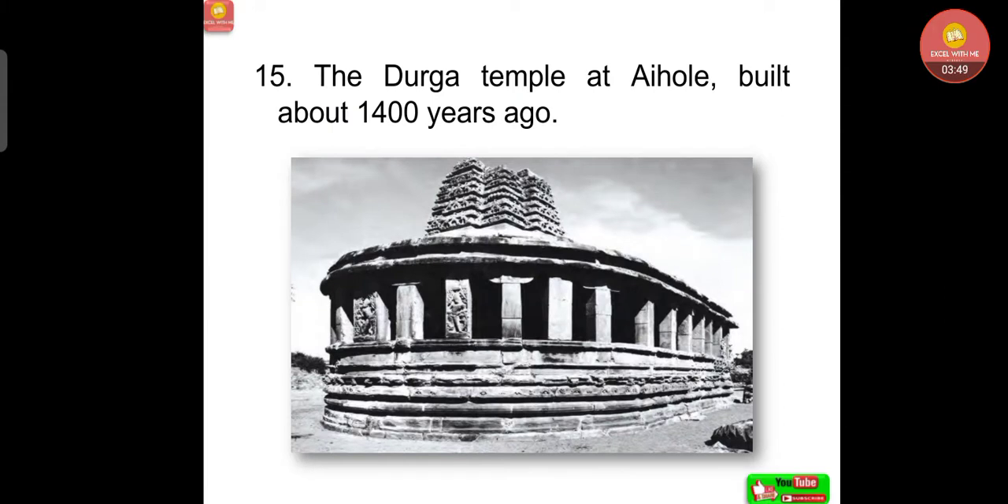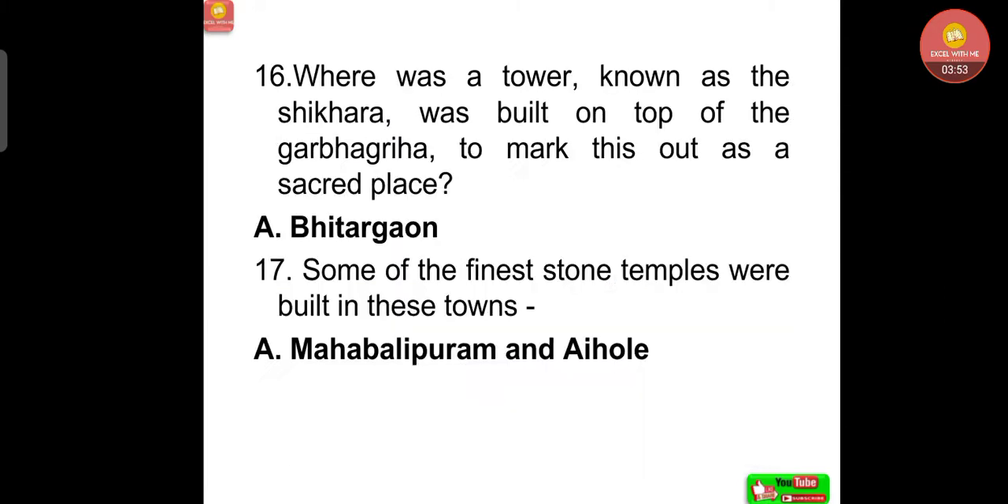Now, the Durga Temple at Aihole, built about 1400 years ago. Where was a tower known as the Shikhara built on top of the Garbhagriha to mark this out as a sacred place? That was Bhitargaon. Some of the finest stone temples were built in these towns. They were Mahabalipuram and Aihole.